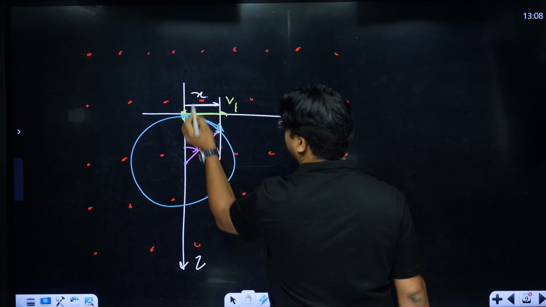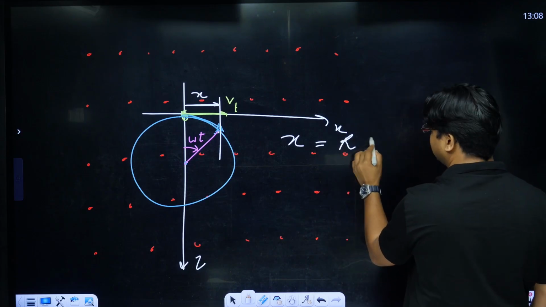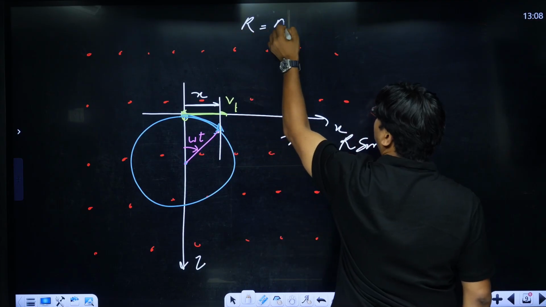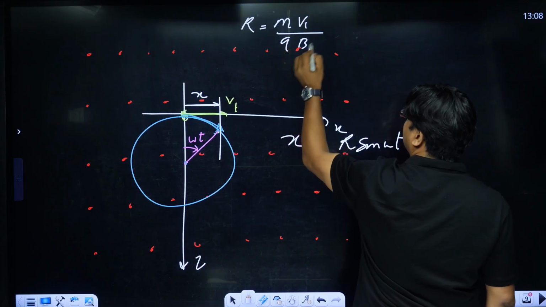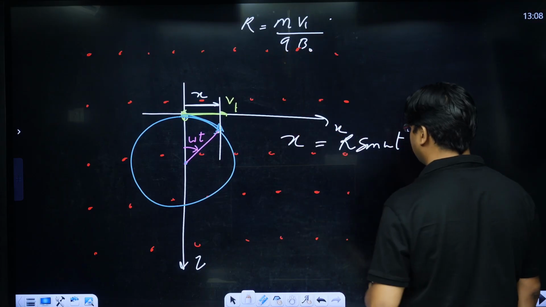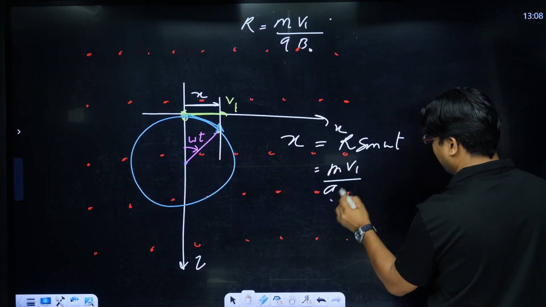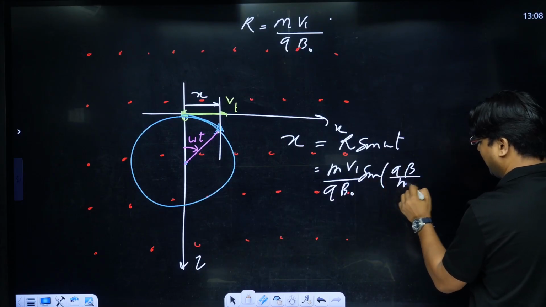Now I am very clear that the x coordinate of the particle would be r into sine omega t. And how much is r? R is m into v perpendicular, which is v1. Okay, yeah, that is r. So it becomes m v1 by qB naught sine of qB by m into t.